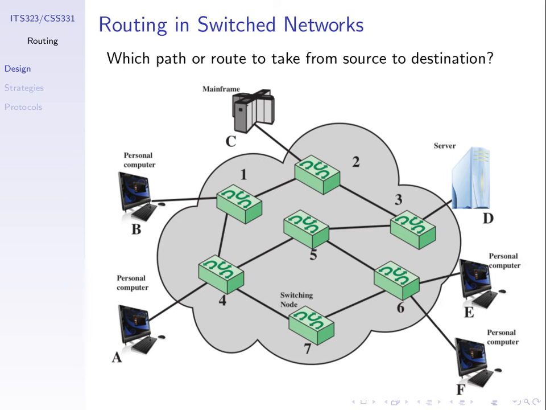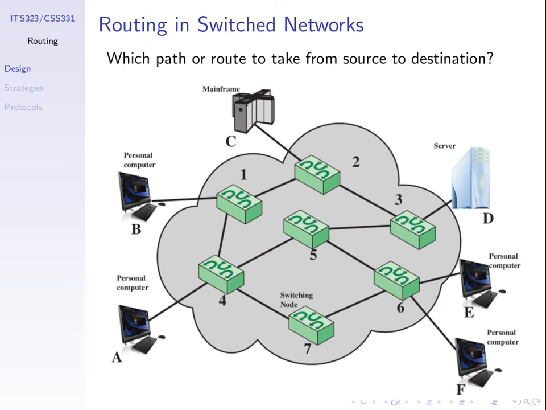Switch 4 gets the data. Where can it send the data? Well, it's got 3 different options. Which one would you choose if you were switch 4? Who would you send to next? Who would you choose? You're switch 4. Where are you going to send the data to get to F? 7. Why do you choose 7? Because it looks closer, or it looks like a shortest way to get to F.